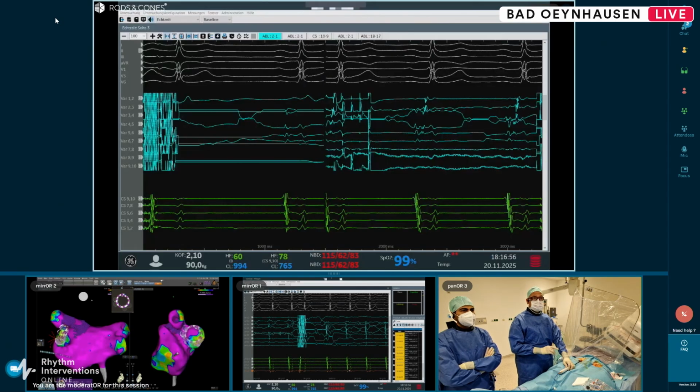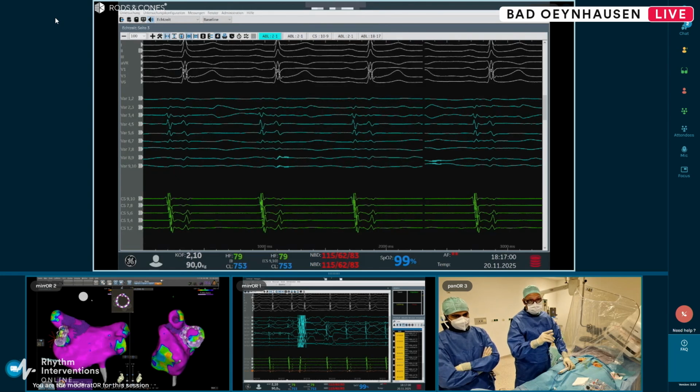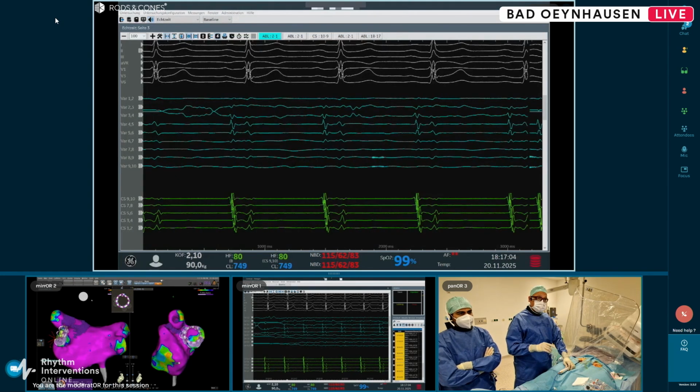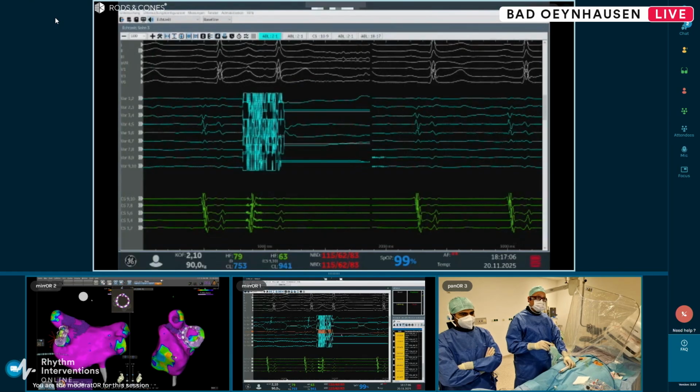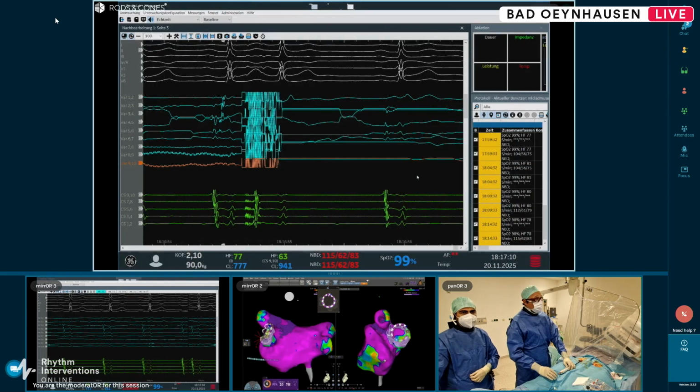And then you see that after this application, please now go back to the electrograms or show us on the offline screen. And please show us in 100 speed that the signal disappeared already after the first application. That was really a nice example.